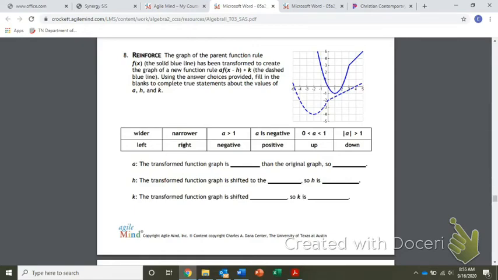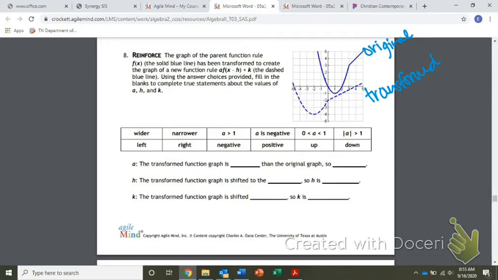you've got a word bank. All right, you've got A, H, and K. It says the graph of the parent function rule, f of x, the solid blue line, so I want you to write original, has been transformed to create the solid graph of the new function rule, which is the dash. So I want you to write transformed. Fill in the blanks to complete the statements. So it says A, the transform function of the graph is blank than the original graph, so blank.